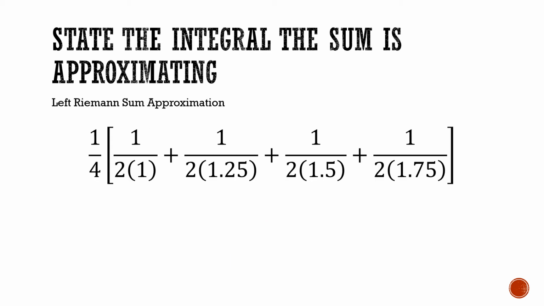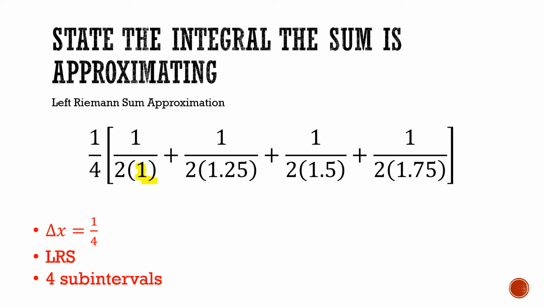All right, so the next one is a left Riemann sum. And again, I notice that 1/4 is in front, so I know my delta x is 1/4. Left Riemann sum. And I also know that I have 4 subintervals, because I have 4 pieces inside of my bracket. Now with the left Riemann sum, I understand that this 1 here is going to be the leftmost value, or my a value.